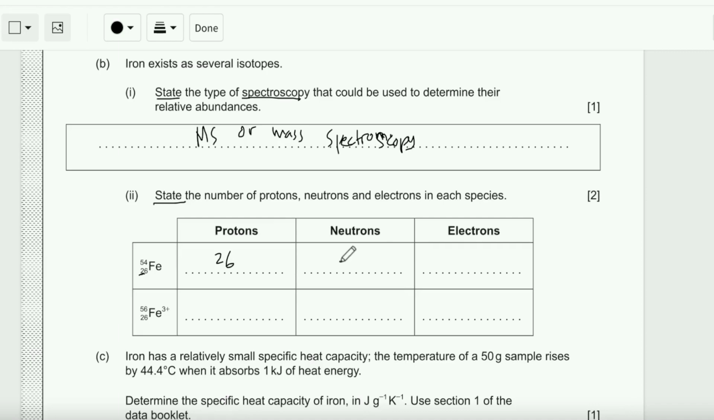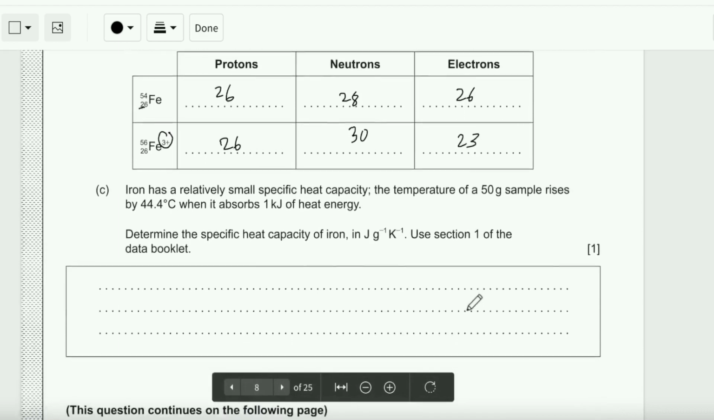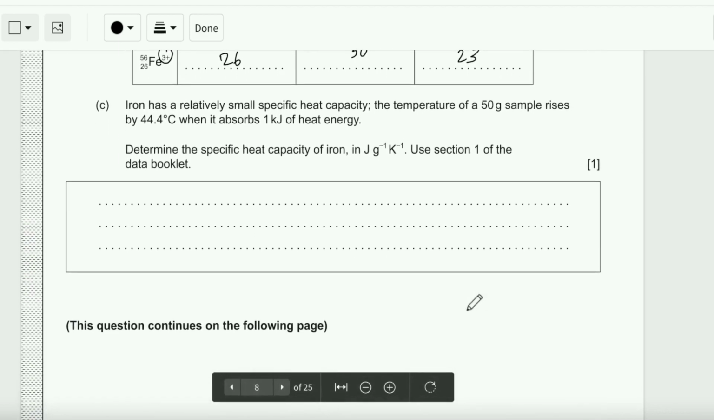26, neutron 54 minus 26, which is 28, electron also 26. 26, 56, 3+, protons will be the same, 26, neutron 30, 56 minus 26, electron, because of 3+, 26 minus 3, 23.